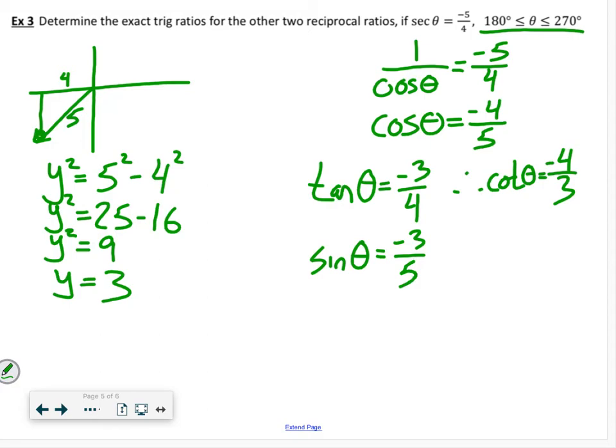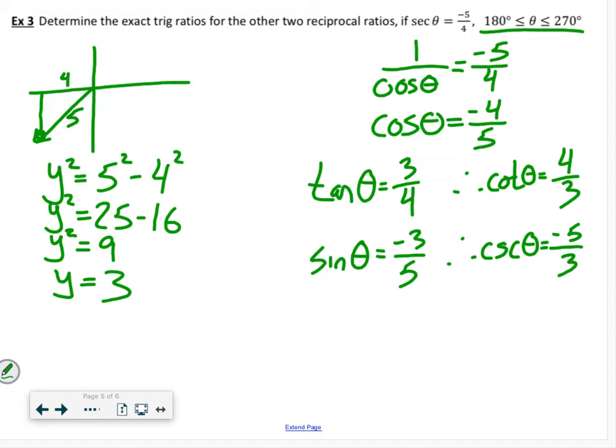Oh, tan should be positive, shouldn't it? Yeah, because they're both negatives. Excuse me, and let's change that because of the CAST rule. Again, not my fault, I didn't write it in. We've got 3 over 4, so that's 4 over 3. And then this one, therefore, cosecant is going to be negative 5 over 3.